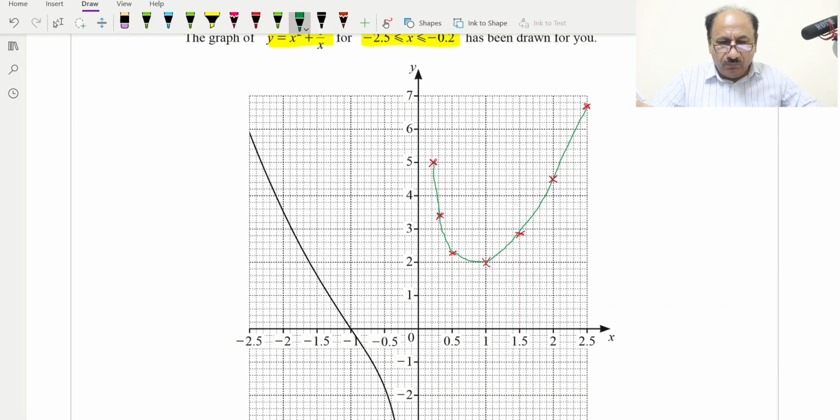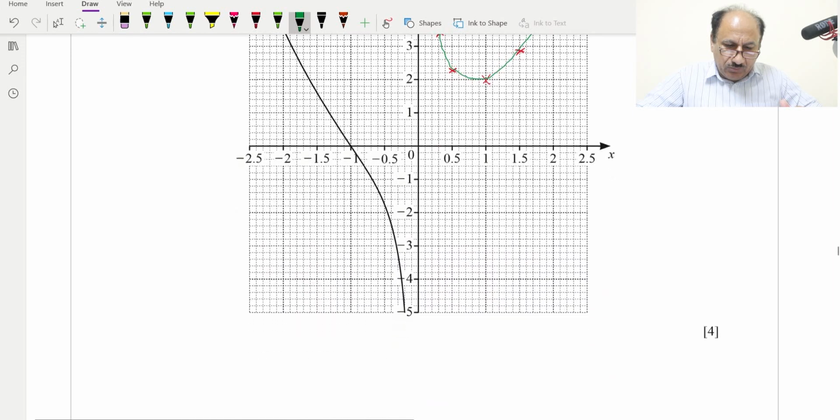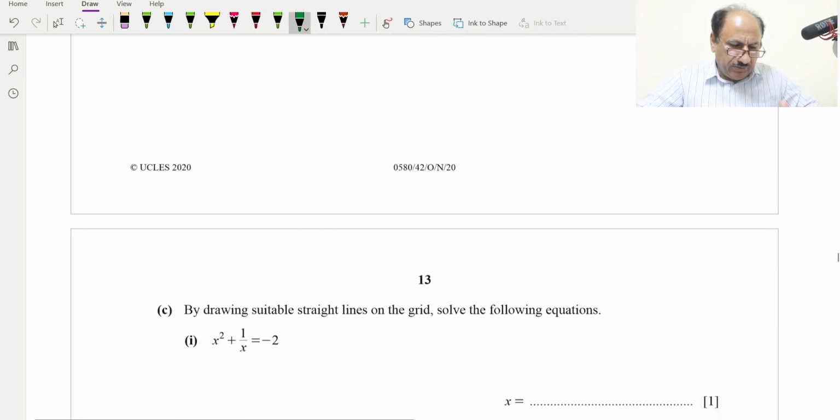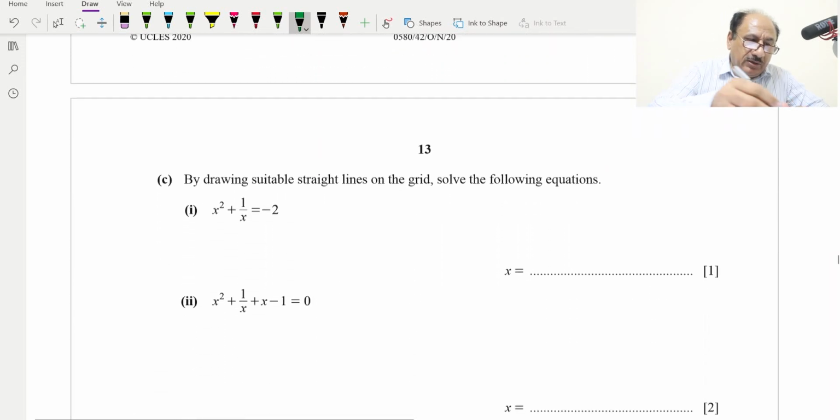So this is almost good, but with pencil and paper you have more control, so you can draw better. This is also not bad. Next, after drawing this, they are saying C part.